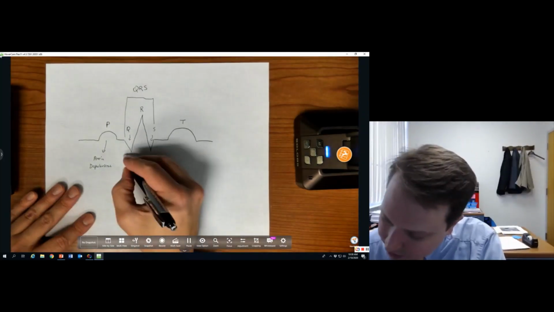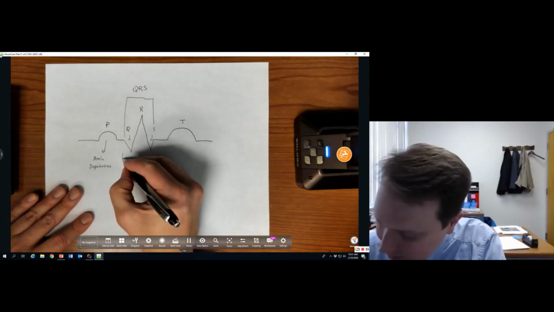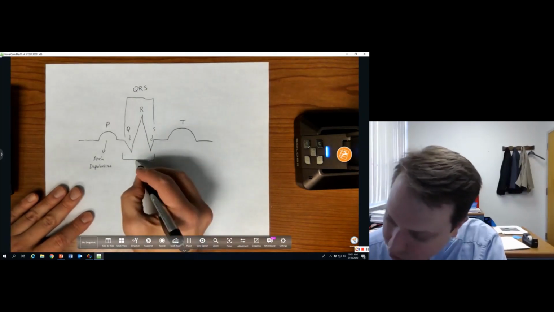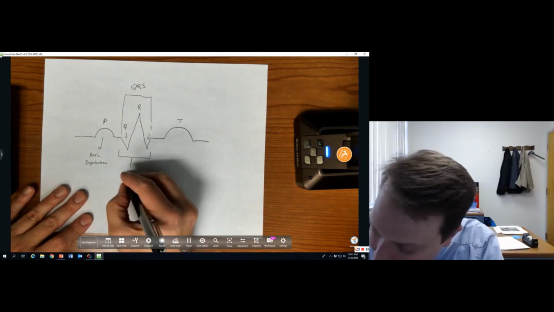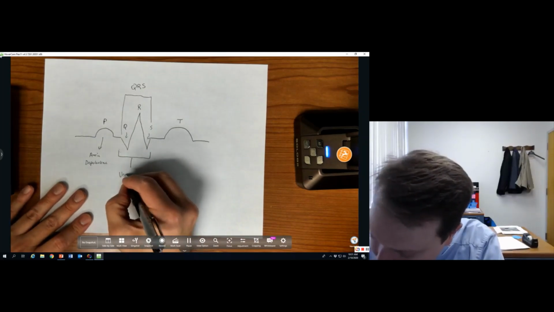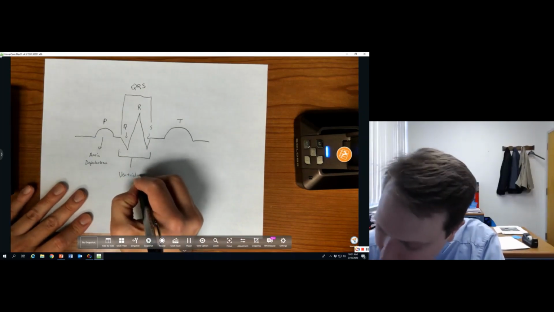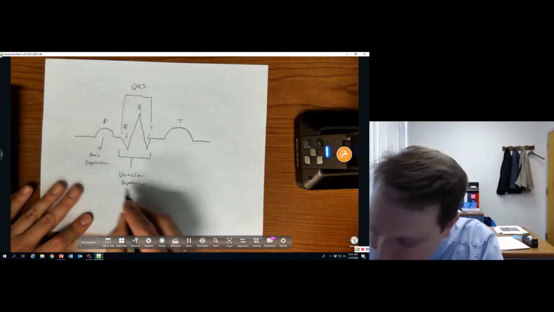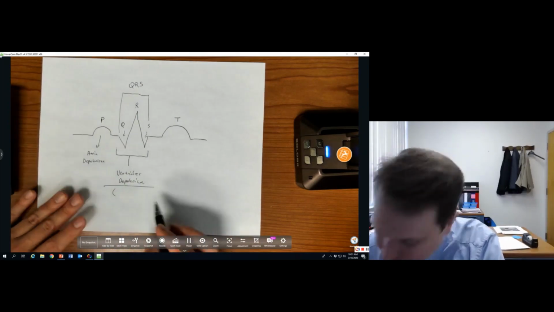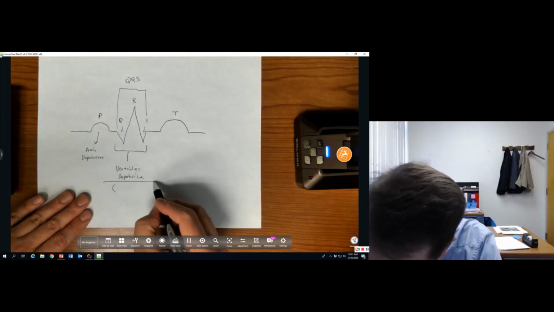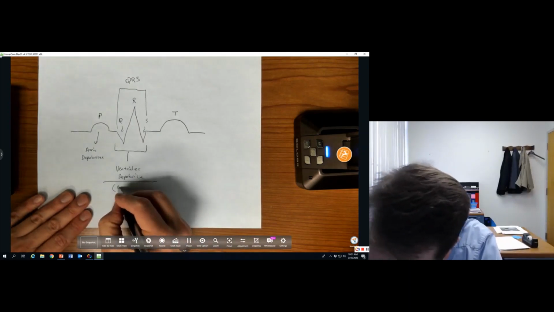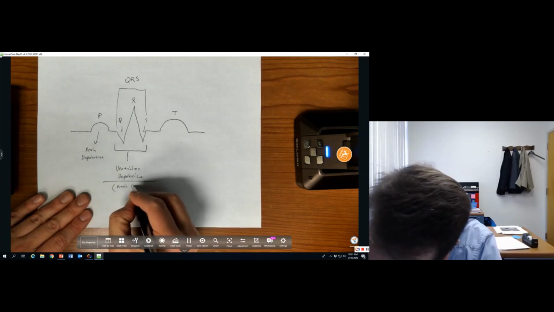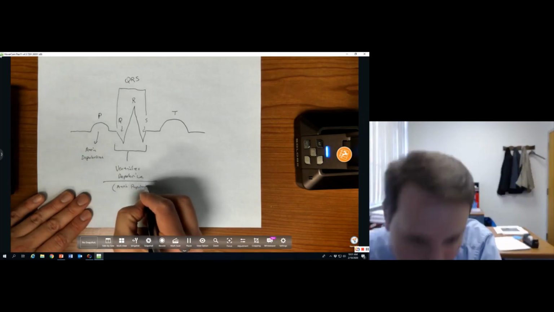During the QRS, what you're going to see is the ventricles depolarize here. And I'm going to write a secret note down here to all my students. This is my secret note: atria repolarize. Okay? That's my secret note.